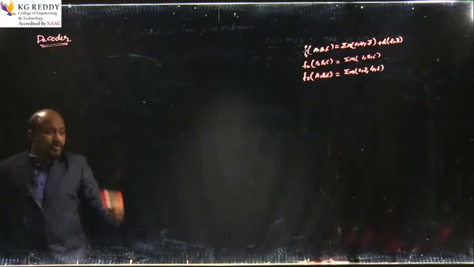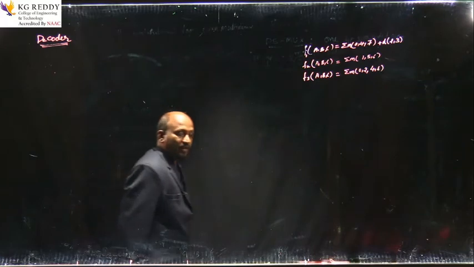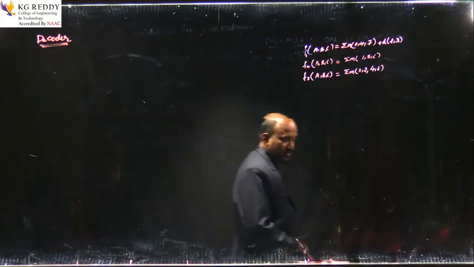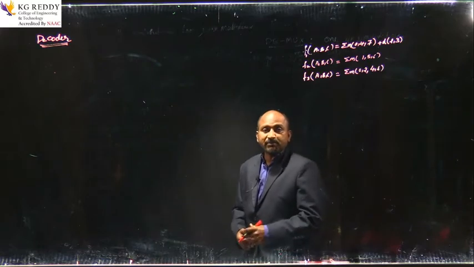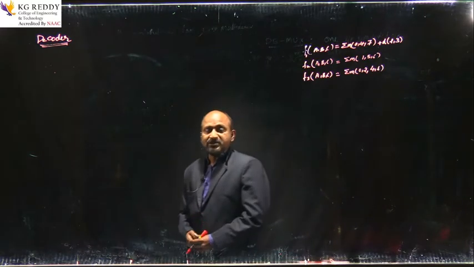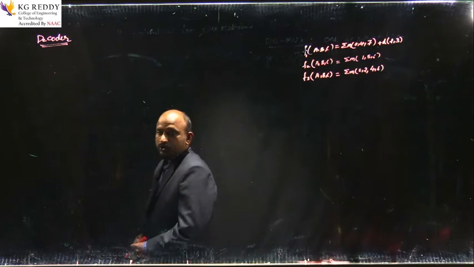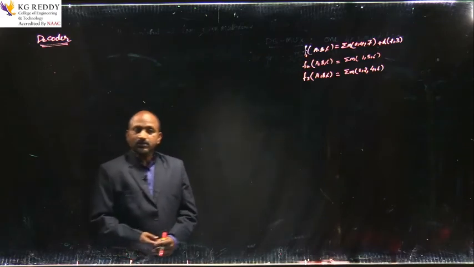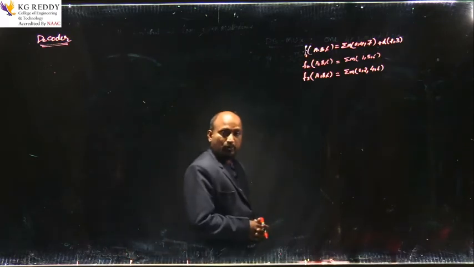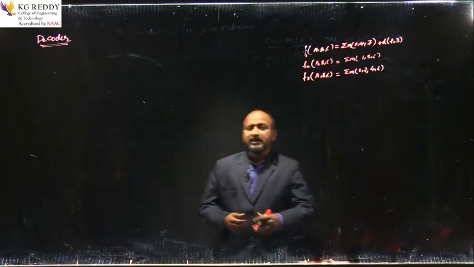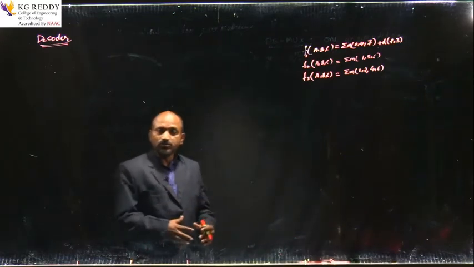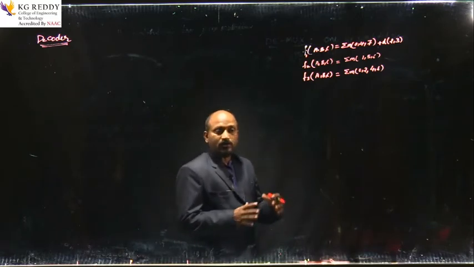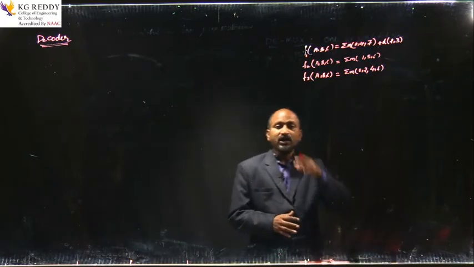Decoder is one of the combinational logic circuits. It has n number of binary information inputs and 2 power n outputs. So what is meant by combinational? It means the output of the logic circuit depends upon the combination of the inputs.